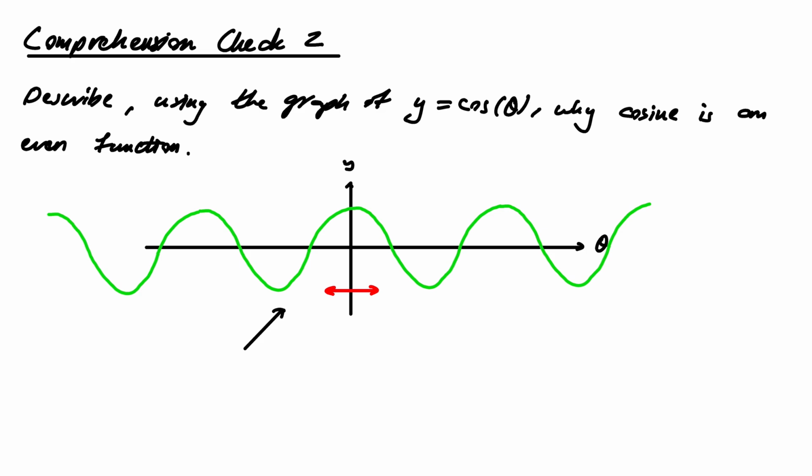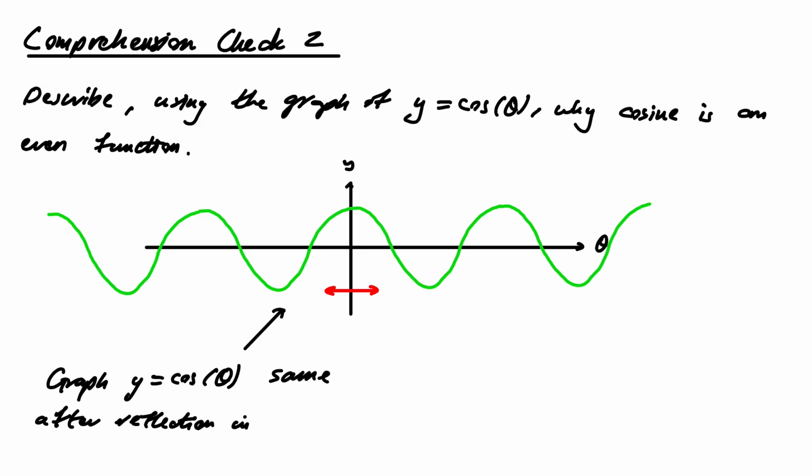So the graph y is equal to cos theta is the same after reflection in the y-axis. That implies, of course, cosine is an even function. So it's a little bit hand-wavy because we're just looking at a picture, but it's good practice to really understand what the cosine graph looks like.